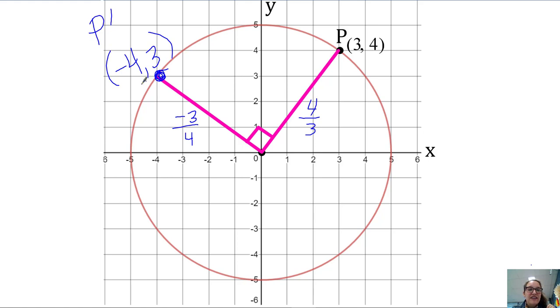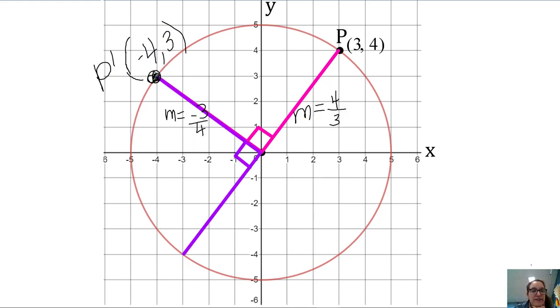Let's rotate it 90 degrees again. Let's rotate it 90 degrees a second time. So this time we're going to end up in the third quadrant. When we rotate this point 90 degrees, we're going to create this 90-degree angle. Now these two purple lines are going to be perpendicular. So if the slope of this purple line is -3/4, then that means the slope of this purple line is going to be the opposite reciprocal. It's going to be +4/3.